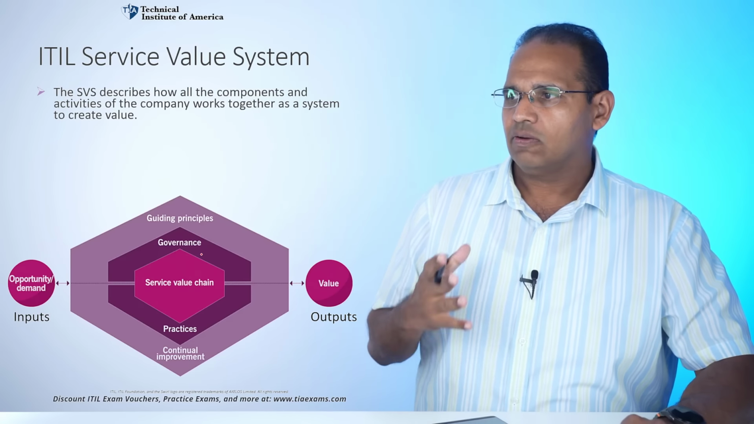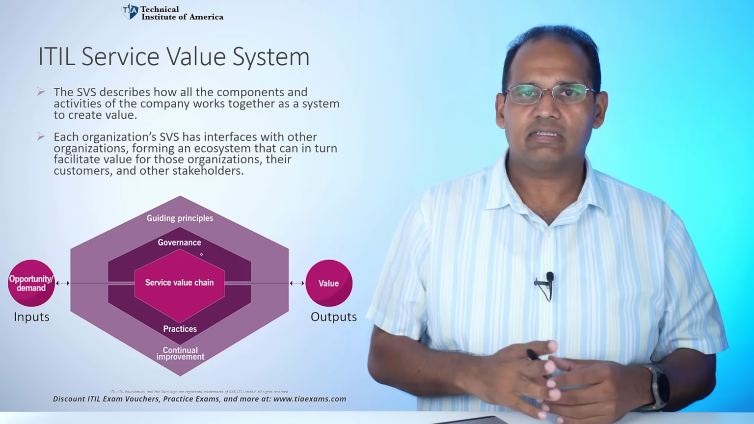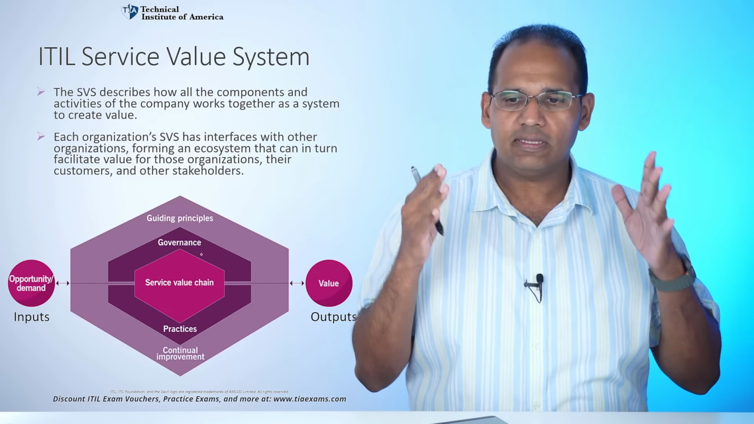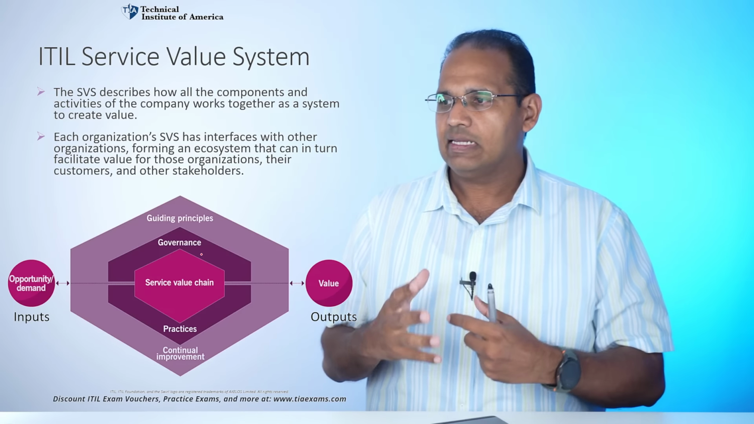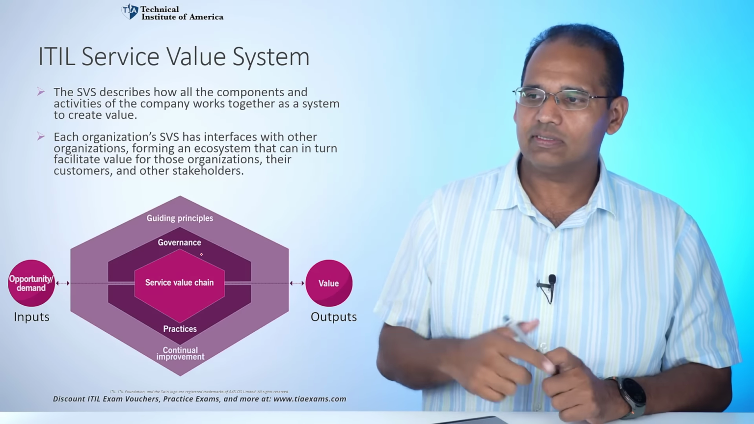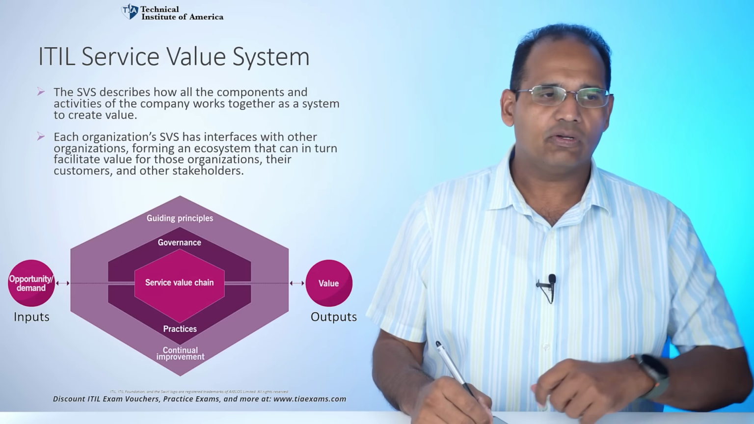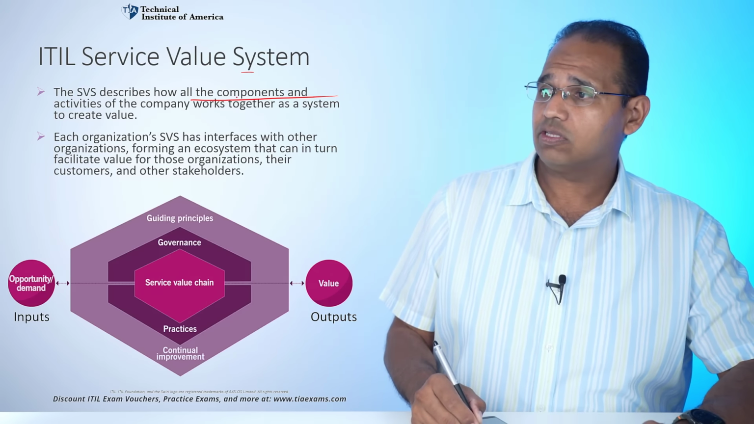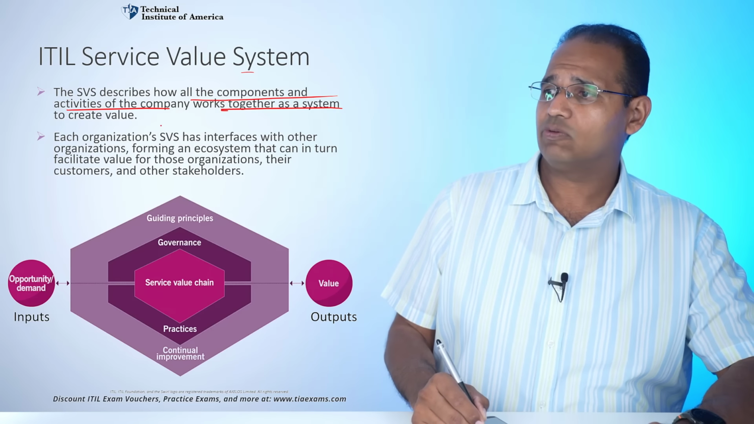All right. Okay, next thing up we're going to take a look at is going to be the ITIL service value system. So we looked at the 4 dimensions. What is the service value system? Well, this I mentioned is the entire ITIL in one big glance. It takes everything in the ITIL books and puts it together in one nice diagram. So this here will describe how all the components and activities of the company work together.